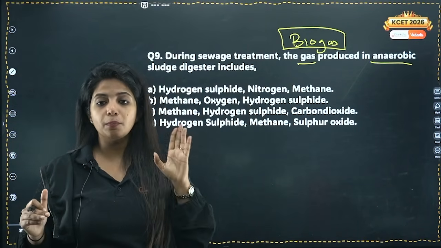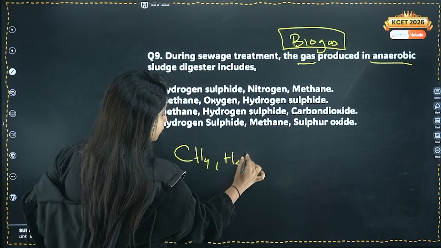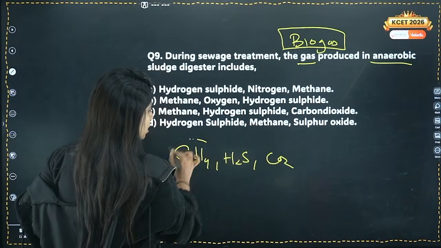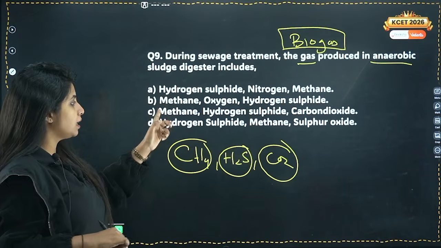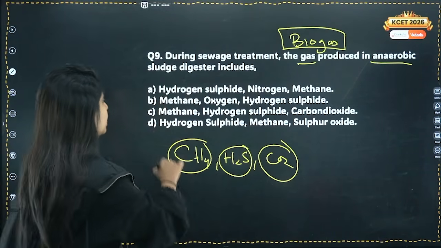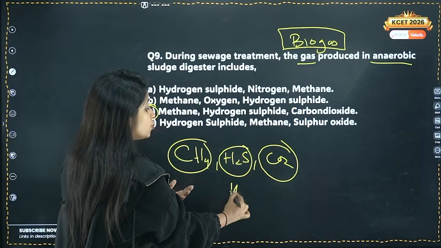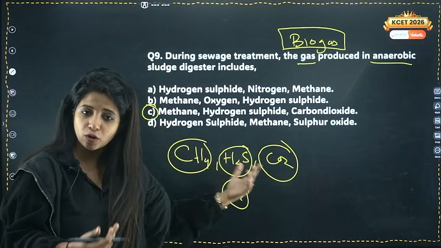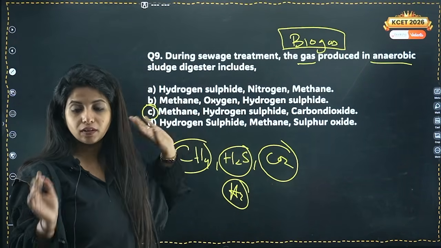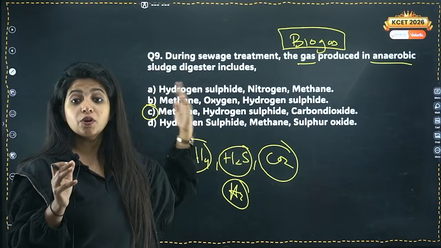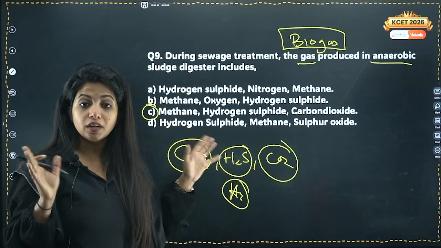Your biogas is made up of three very important things: methane, hydrogen sulfide, and carbon dioxide. So methane, hydrogen sulfide, carbon dioxide, I have my answer, that is C. If in your question it is not hydrogen sulfide but just hydrogen, do not worry, that is also correct. But they won't give you both options together; you will get either one. Please understand, if instead of hydrogen sulfide they mention hydrogen, H2, it is not wrong.